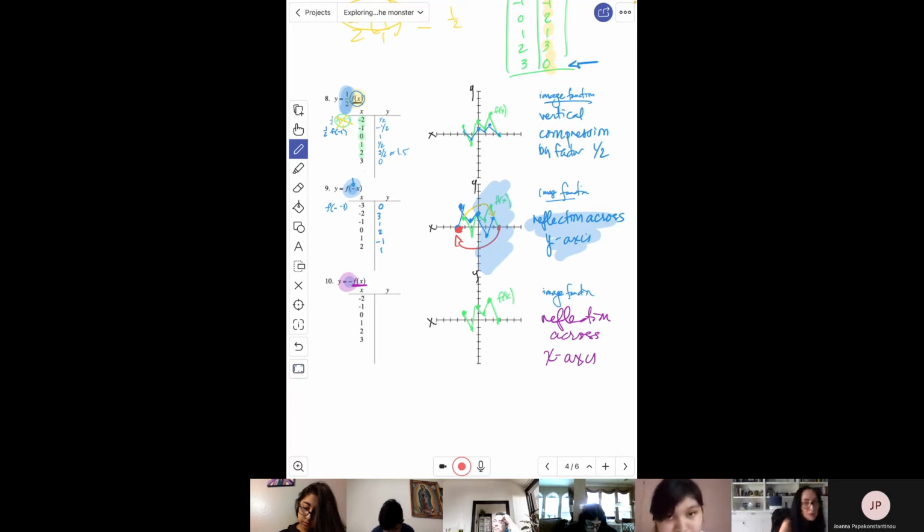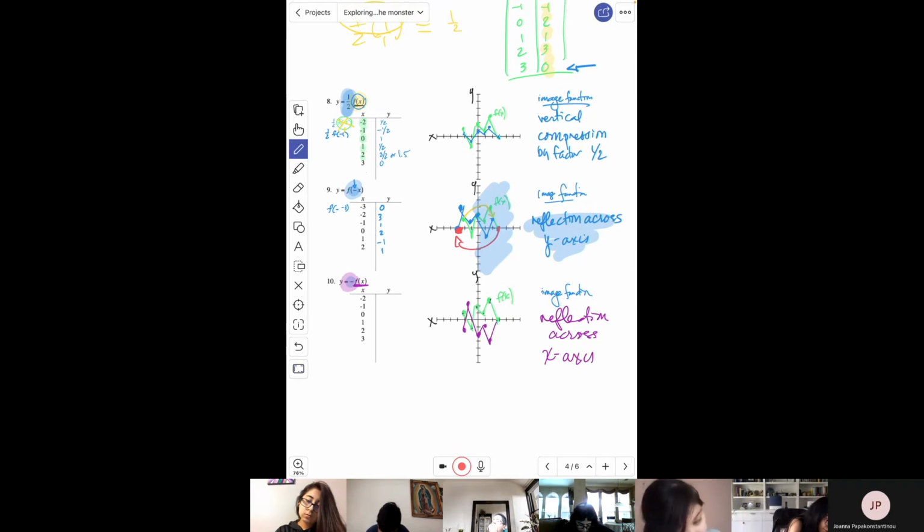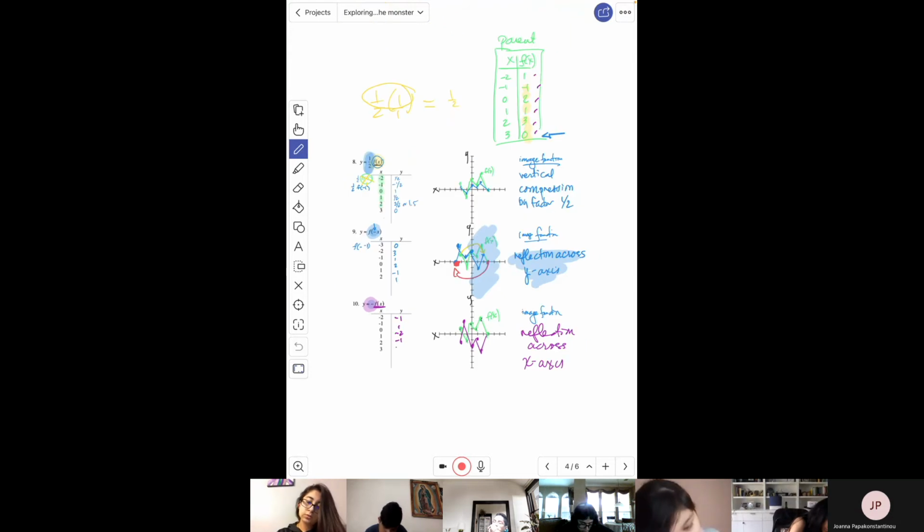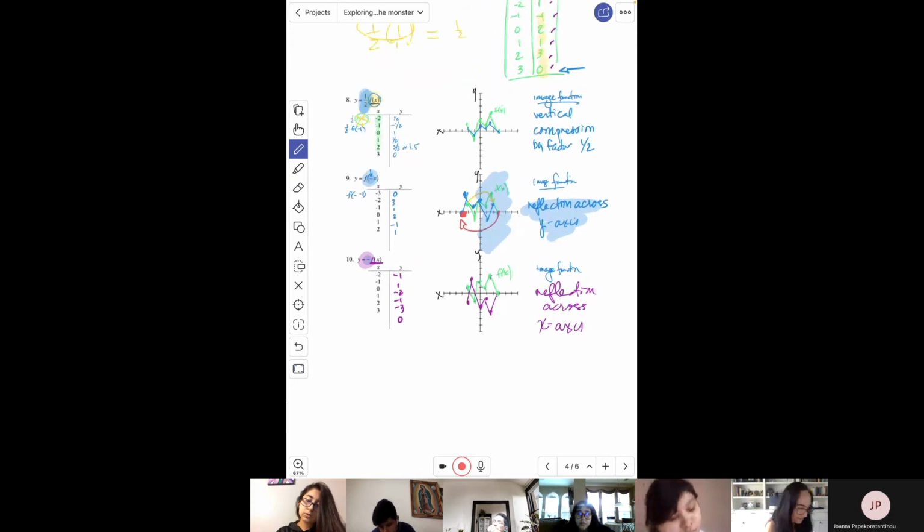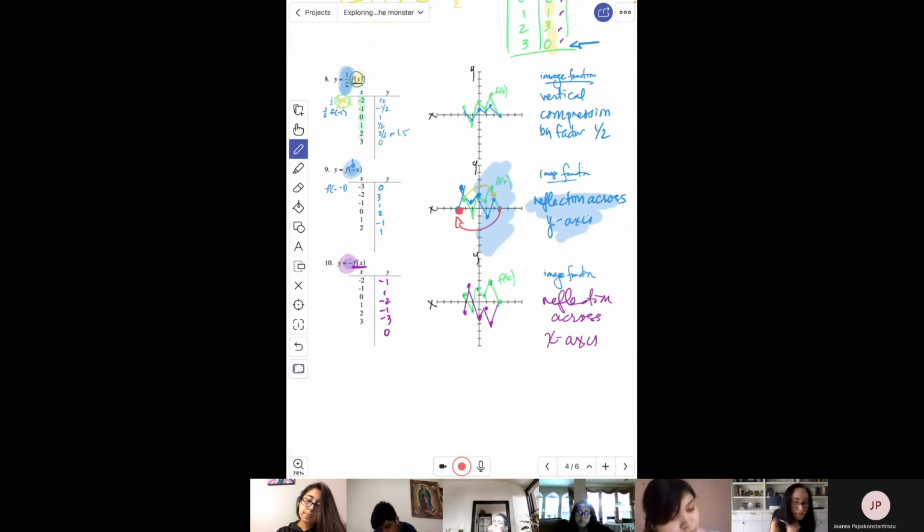So I really don't even have to do any work. I could take this x and move it here. I could take this x and move it here. I could take this x, move it here. I could reflect every single one of these across the x-axis. Do you see that? So all I'm doing is negating the signs for each of these. Does that make sense? There are shortcuts to all of these.